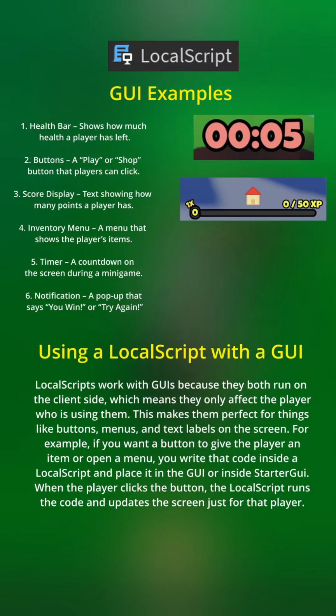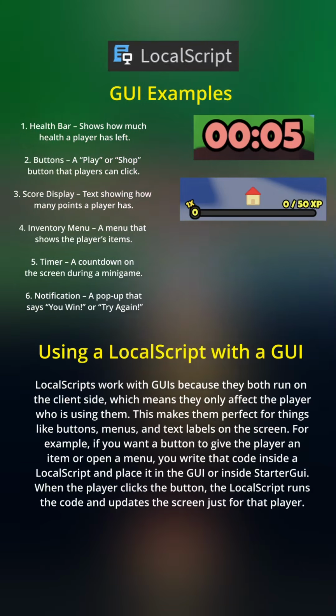A local script runs on the client side, which means it only affects the individual player who is using it. You use local scripts when you want something to happen just for one player, not everyone in the game. For example, you can use a local script to show a GUI, a menu or button, on that player's screen, play a sound that only that player can hear, or respond to that player's keyboard or mouse input. Local scripts are useful for personal or visual features that don't need to affect other players.